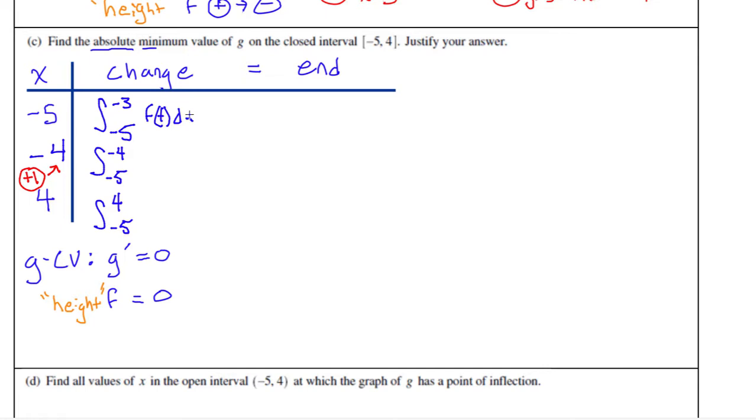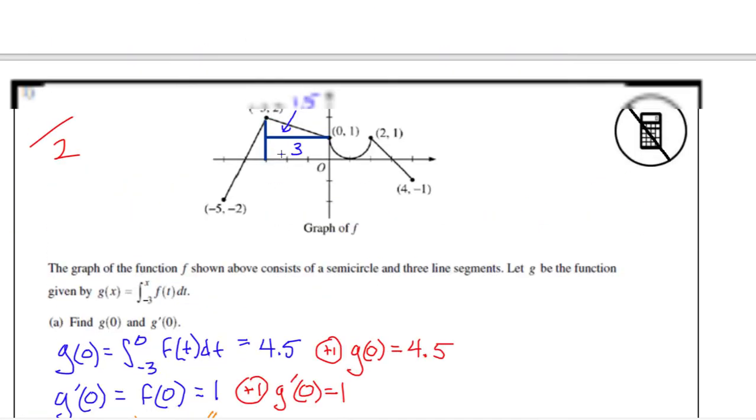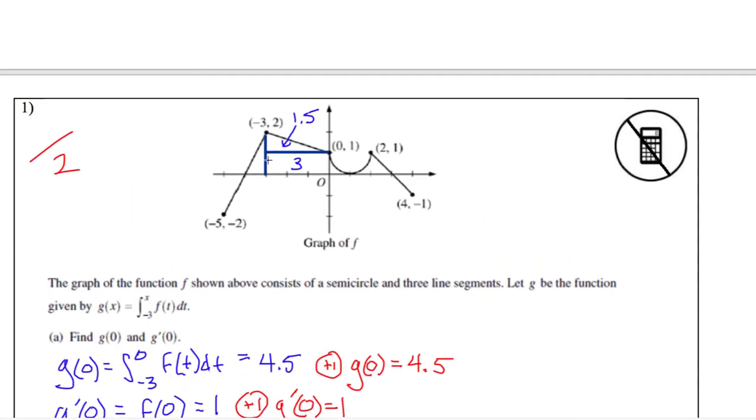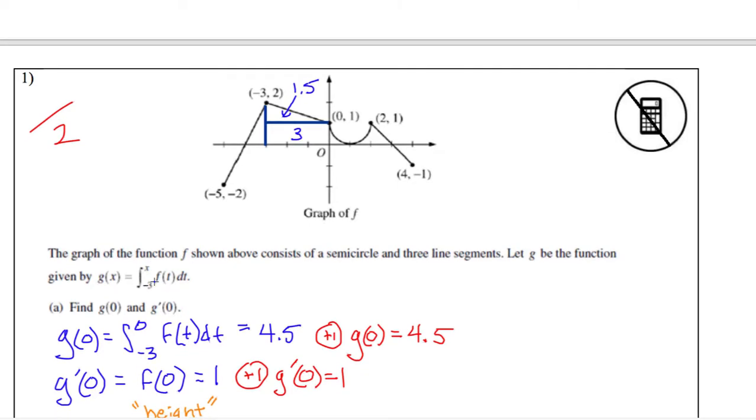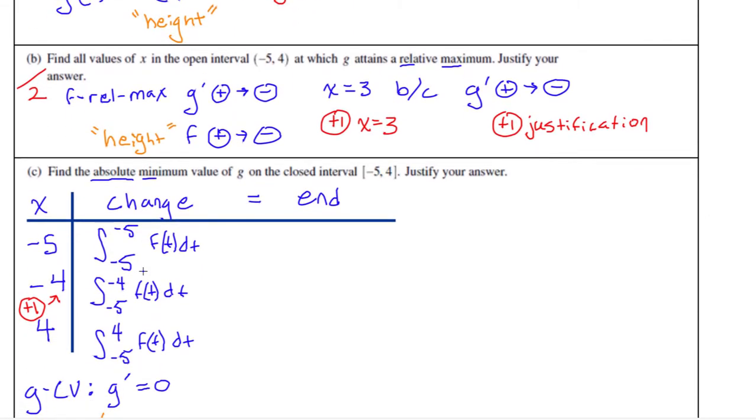Oh, because we started at... What? I don't know what I'm talking about. Yeah, that's the teacher error. It's -5 to -5 of f of t dt. I don't know why I wrote -3 there. Wait, but listen now. Yes, it gives us what it should be started with, -3. Right? Where does it say it's starting at? Right there, -3, g of x. Oh, negative. Okay. Yeah, that would be it.